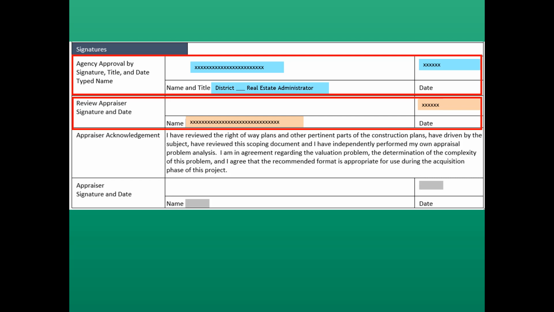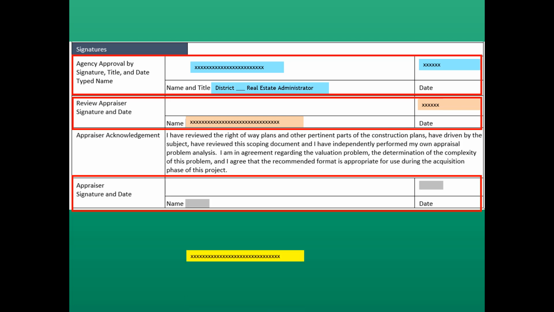And the third signature is that of the appraiser who's actually doing the value analysis report. They identify themselves and their signature goes above their name along with their date.